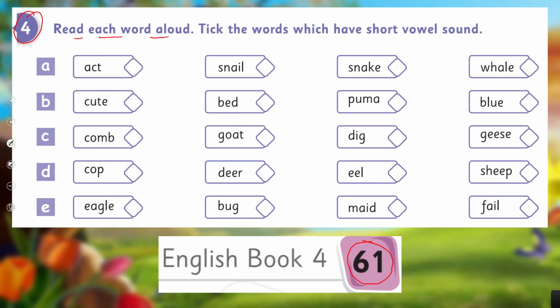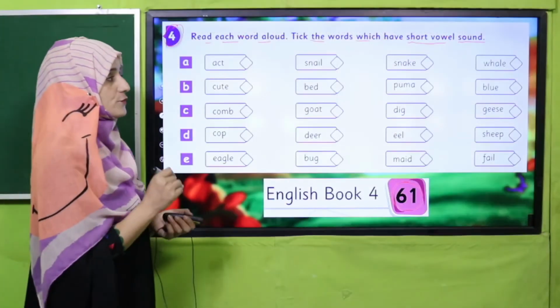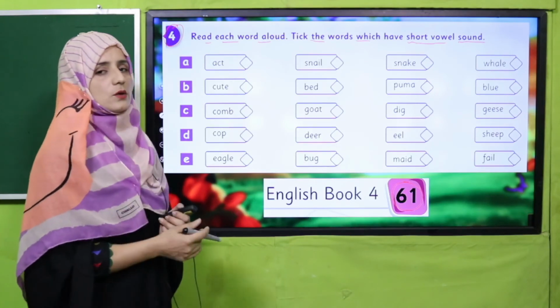Also do question number 4 on your book, page number 61. Read each word aloud. Tick the words which have short vowel sounds. In this assessment, you have to tick just short vowel sound words.